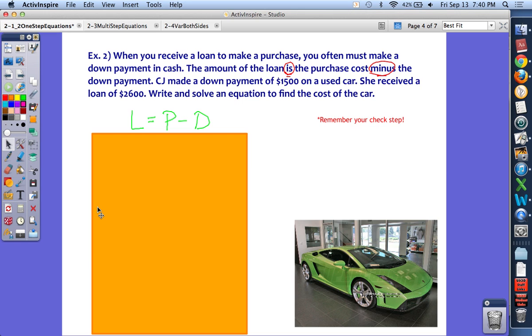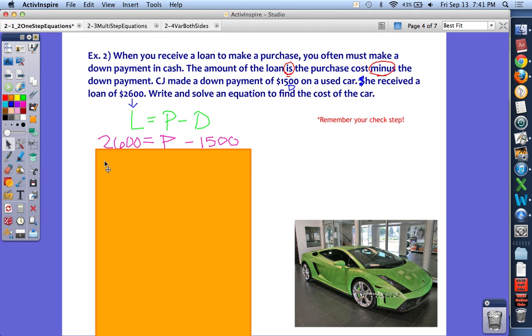The loan is the purchase cost minus the down payment. Then fill in everything you know. Well, we have CJ having a down payment of $1,500, so that's D. And, sorry, this is a typo, he received a loan of $2,600, so that's L. Plug in that information, and now you have a variable left.